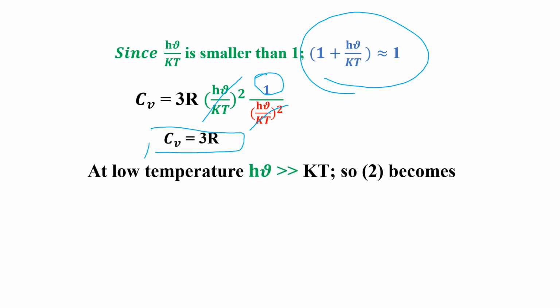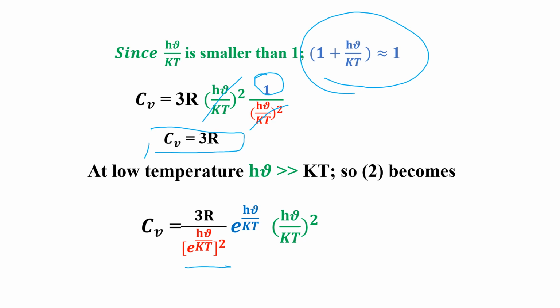At low temperature, h nu value will be very much greater than kt. So in equation 2, if you have noted it, the only thing is you just omit the minus 1 which is present in the denominator. Here in denominator you will be having minus 1, you just omit that minus 1, that's all. Remaining all the other terms will be used as such for low temperature condition.